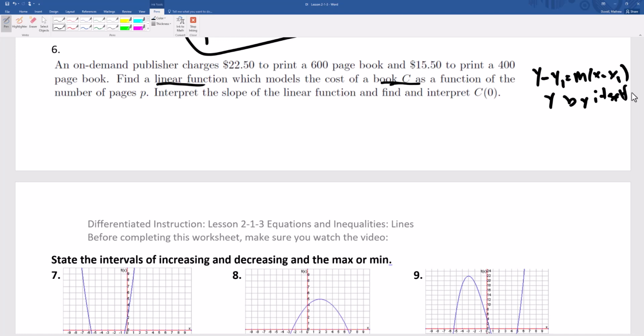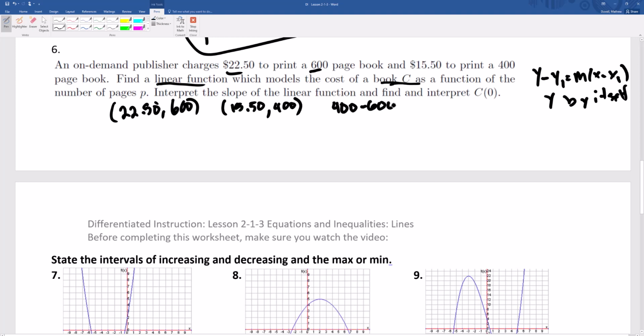Okay, well, we can look at this as a point. My point would be 22.50, comma, 600. And my next point would be 15.50, comma, 400. So y2 minus y1 over x2 minus x1, right? And that gives us the slope. So now I have my slope, I have my point, I can plug it in. Then I just need to get y by itself.